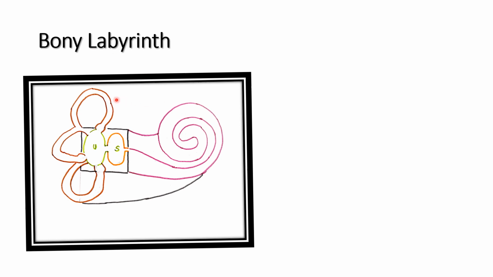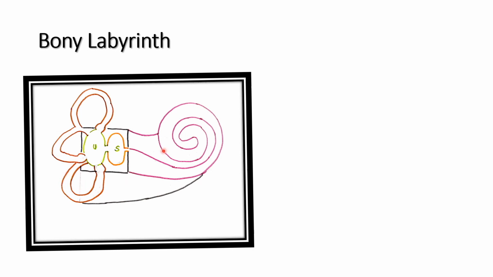Bony labyrinth. This is the image of the bony labyrinth. It is located in the petrous part of the temporal bone. It has a coiled structure, this is called the cochlea, and it is connected with the saccule and utricle. So this is the vestibule. It is connected through the semicircular canal. These are the bony components.